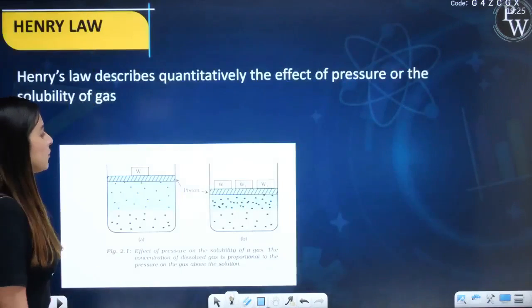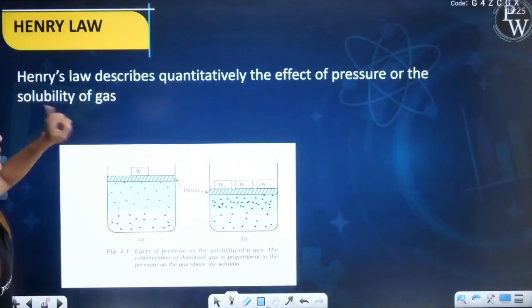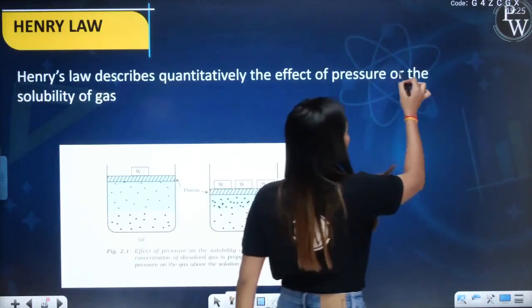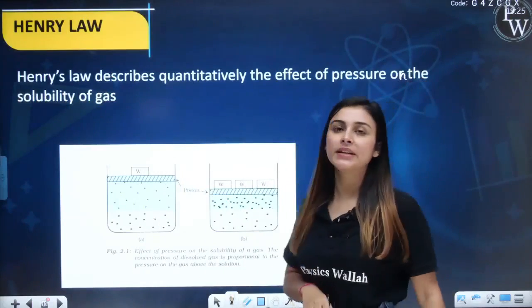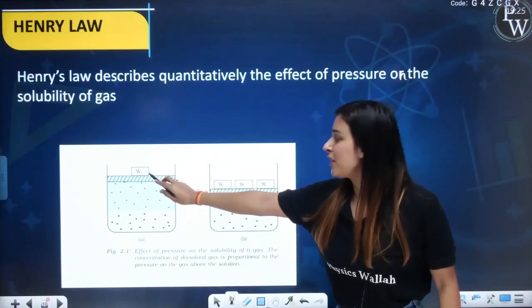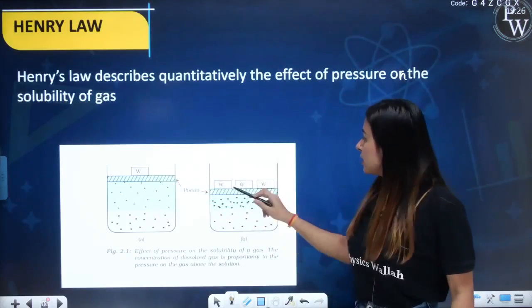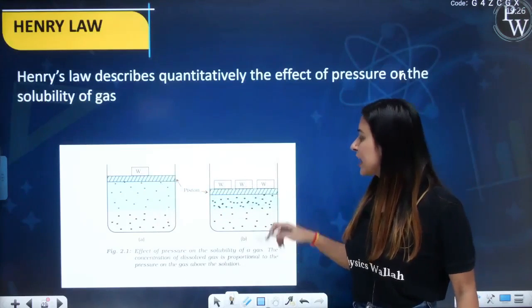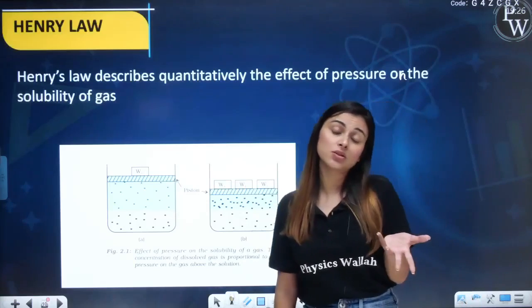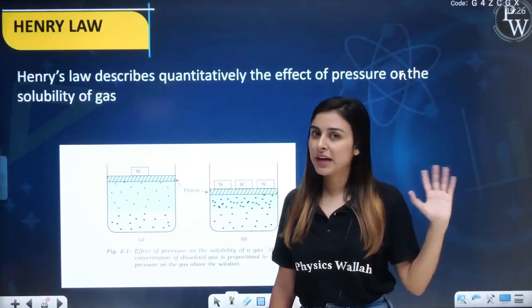So here is Henry's law. Henry's law describes quantitatively the effect of pressure on the solubility of gas. The more you increase the pressure, the more the gas will be soluble in the liquid. Here only a little pressure was applied, so only a little of the gas was soluble. And since more gas is soluble, the partial pressure of the gas will be more, right? Yes, perfect. I hope this is clear.